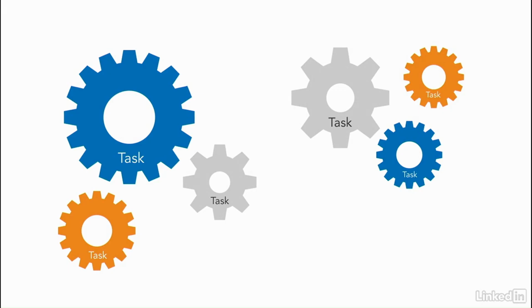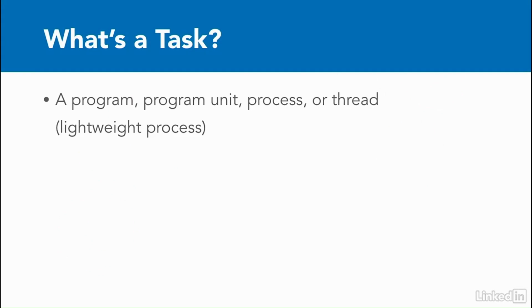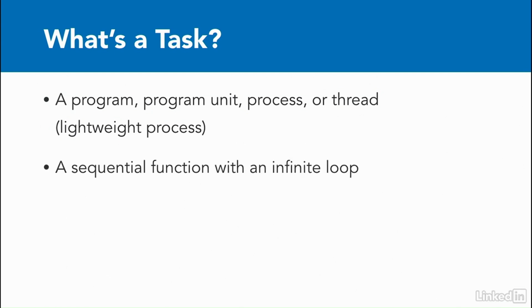The terms I'm using here have different meanings in different contexts. A task generally refers to a program, a unit of a program, a process, or a thread, which can be considered as a lightweight process. Some RTOS use the terms task and thread interchangeably. Programmatically, a task we refer to in this course is in the form of a sequential function with an infinite loop to do a specific job.